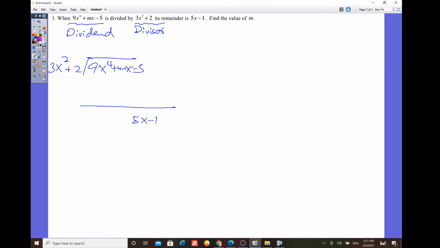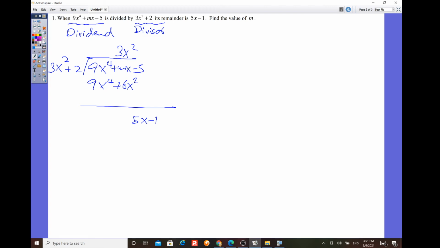Well, let's just perform the long division. So what we've got here is 3x squared. In order to cancel out the 9x to the 4th power, we need to multiply by 3x squared. So 3x squared times 3x squared will be 9x to the 4th power. 3x squared times 2 will be 6x squared.